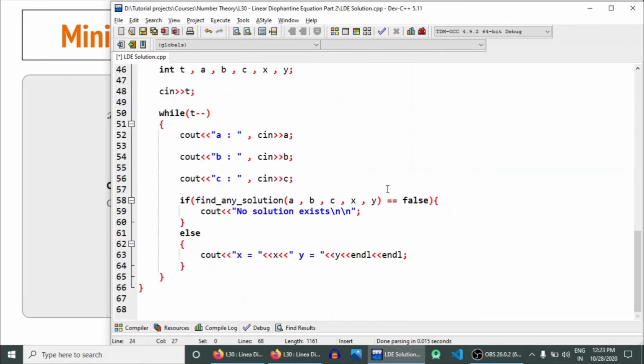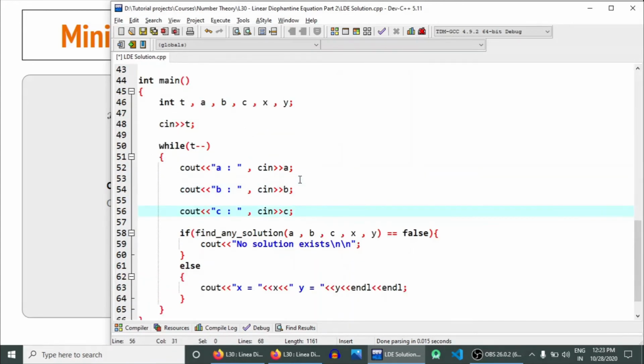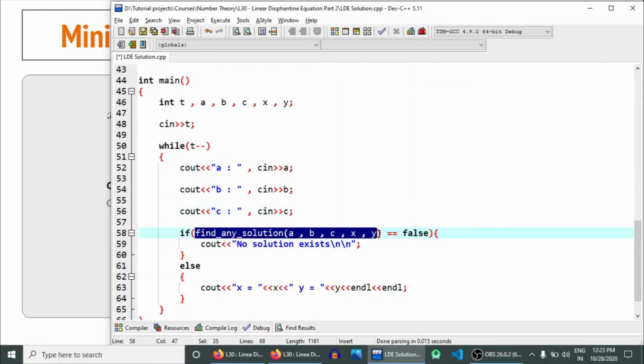So we are reading A, B and C for LDA. This is an implementation of finding any solution for a given LDA. If the solution exists, we'll be printing the values of x and y. If a solution does not exist, we'll print no solution exists, right? So first we are reading the integer coefficients A, B and C, and then we are calling the function find any solution, providing A, B and C along with x and y.